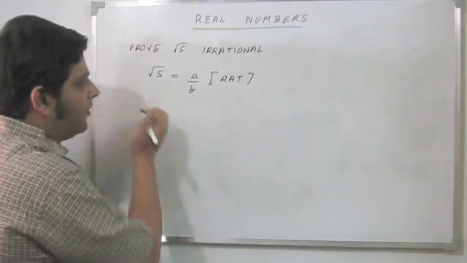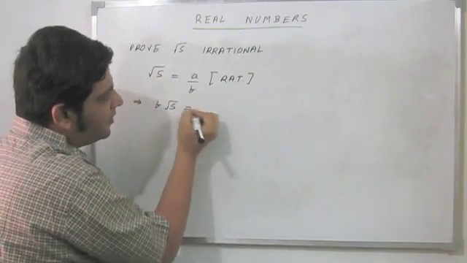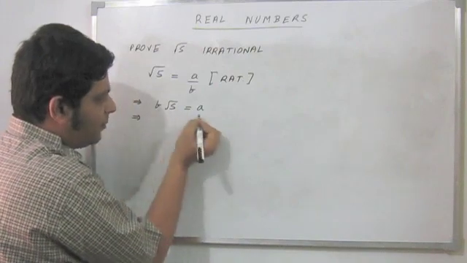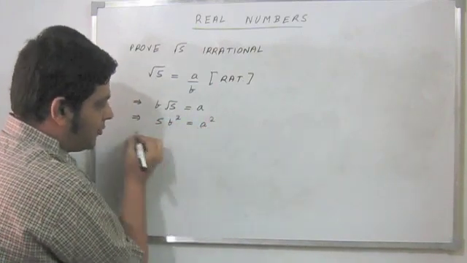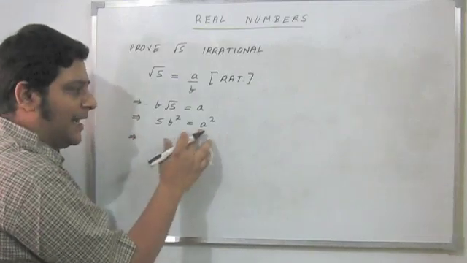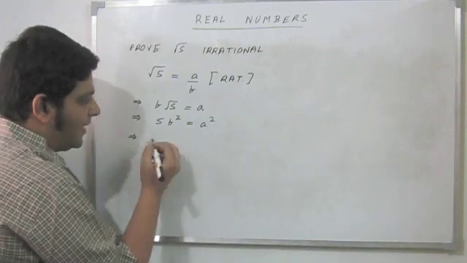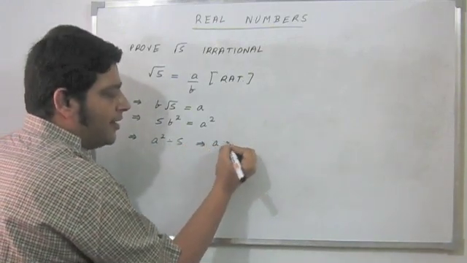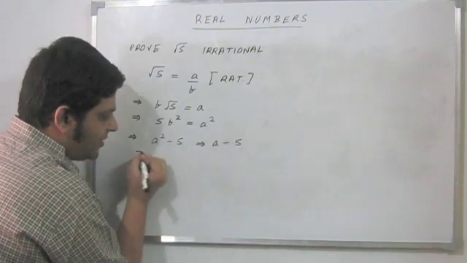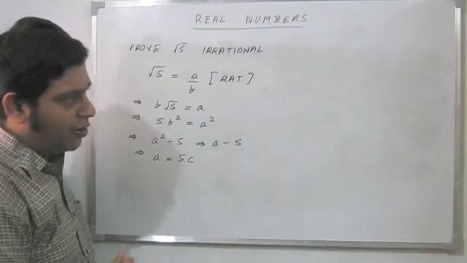With this assumption, if I go forward, I get b root 5 is equal to a, or by squaring both sides, I get 5b square is equal to a square, which essentially implies that a square is divisible by 5, or I can say that a is divisible by 5, which means I can write a as 5 times a particular constant.